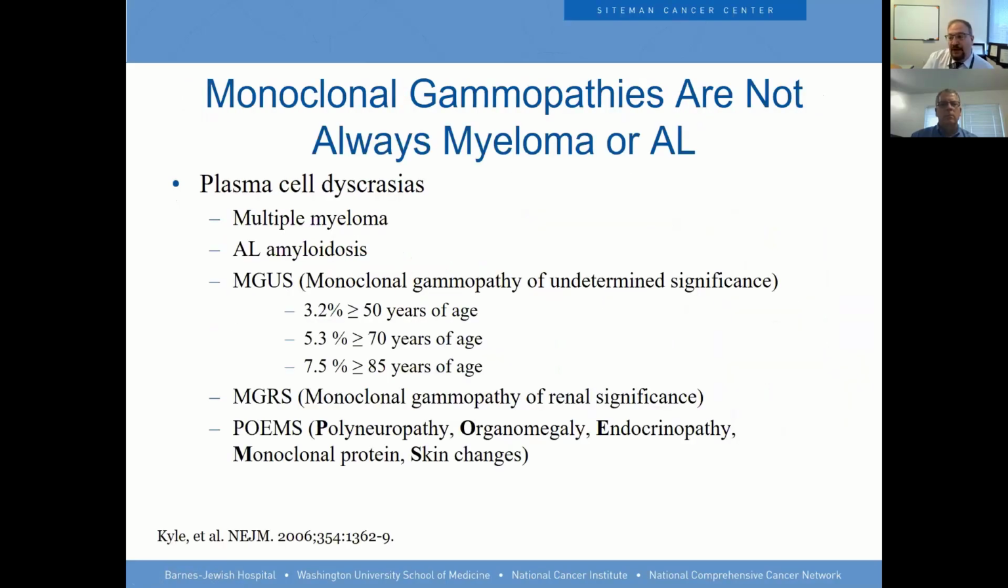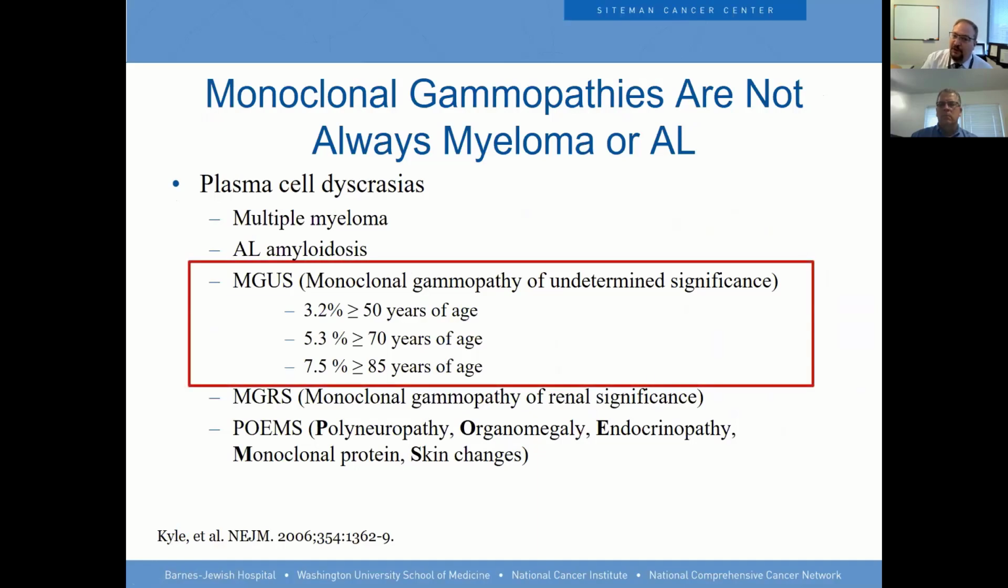But it's very important to recognize, and I think this has been brought up a bit, that finding a monoclonal protein in a patient is not always myeloma or AL. In fact, the most common reason someone would have a positive monoclonal protein is monoclonal gammopathy of undetermined significance, which is present in more than 5% of our patients over the age of 70, and over 3% of patients over the age of 50. And these are the prime ages at which patients with other forms of amyloidosis present.